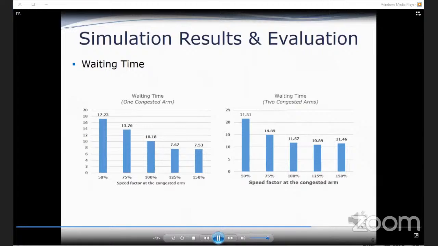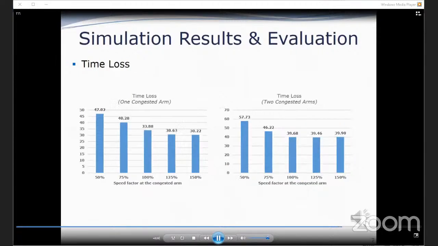As with the total travel time, an increase in the speed factor minimizes the average waiting time of vehicles. Furthermore, the decrement in the waiting time becomes marginal after reaching a certain threshold. The given results also show that the average waiting time in the case of the 1 congested arm is less than the average waiting time in the case of the 2 congested arms for all the simulated speed factors. The results also indicate that the difference between the waiting times in the cases of the 1 and the 2 congested arms becomes larger as the speed factor increases.